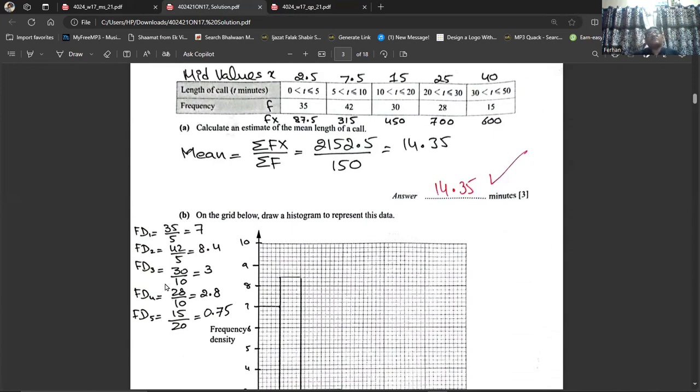The frequency density for the second class will be 42 divided by 5, and that will be 8.4. Frequency density for the third class will be 30 by 10, and that will be, sorry, 3. And the frequency density for the fourth class will be 28 divided by 10, and that will be 2.8. And the frequency density for the fifth class will be 15 divided by 20, and that will be 0.75.